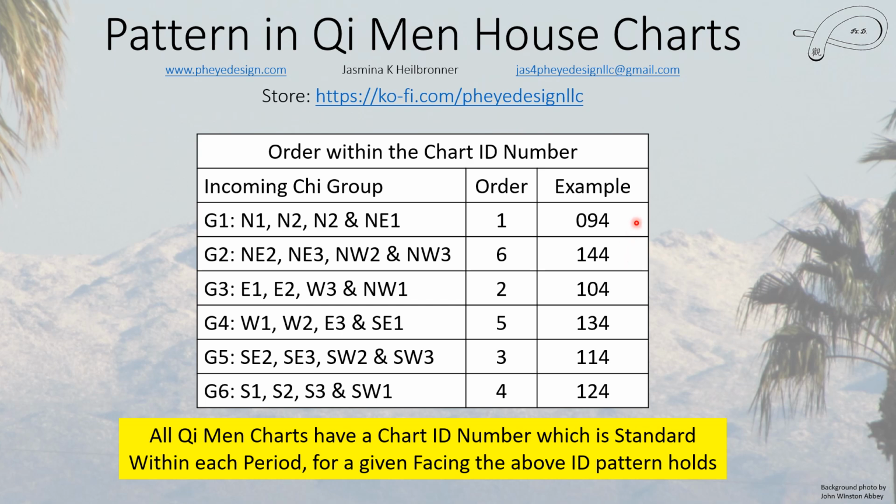So here's just another example. If you happen to have 94 as the one that is for group 1, and this of course is a different period and a different facing direction, you have 94, 104, 114, 124, 134, 144. So the pattern always stays the same.